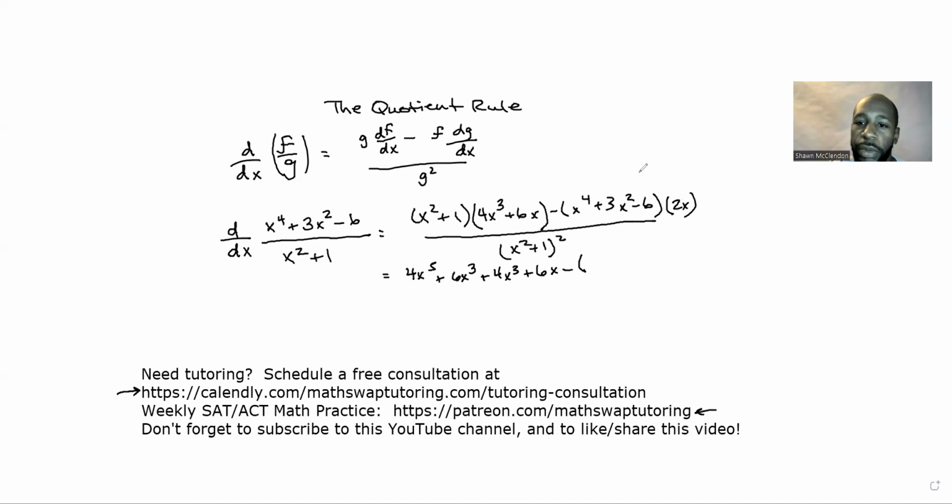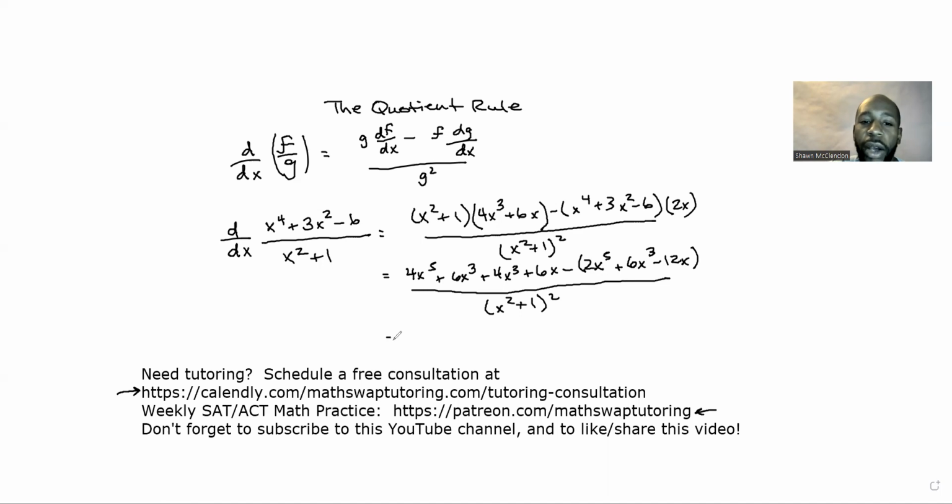So it's going to be minus 2x to the fifth plus 6x cubed, and then times this, minus 12x. Remember, we're going to distribute that negative next. And that's all over x squared plus 1 quantity squared.